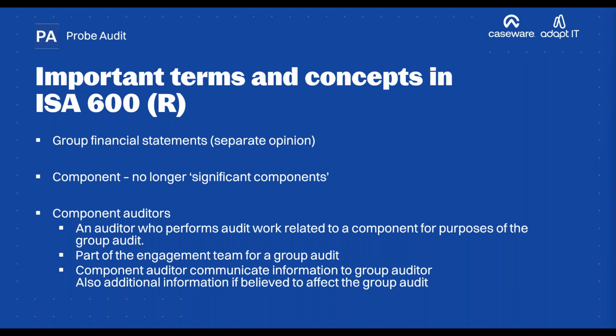Now, the component auditors, as mentioned already, are part of the engagement team for the group audit, and so our quality management policies and procedures need to apply to those individuals as well. The component auditor communicates the information to the group auditor, and I had also mentioned earlier that they need to consider whether additional information needs to be communicated to the group auditor if it is believed to affect the group audit and the conclusion on that. Right, so just a few terms there.